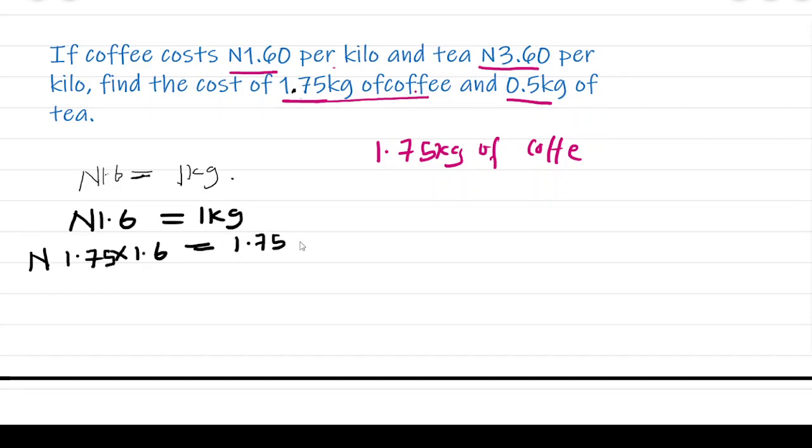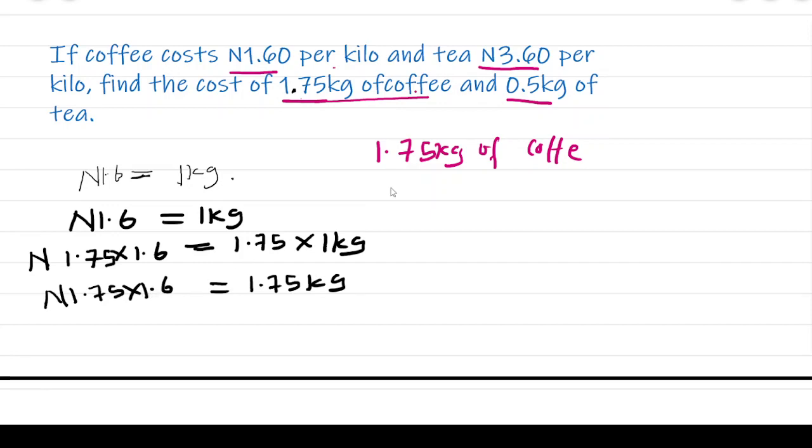1.75, let's say multiply it by 1 kilogram. So 1.75 times 1 is equal to 1.75 kilogram. So this 1.75 kilogram equals 1.75 times 1.6 naira.